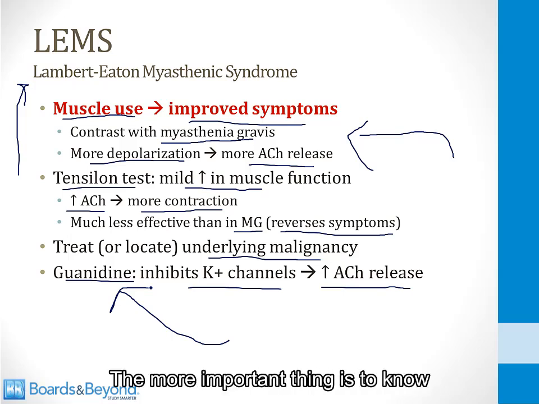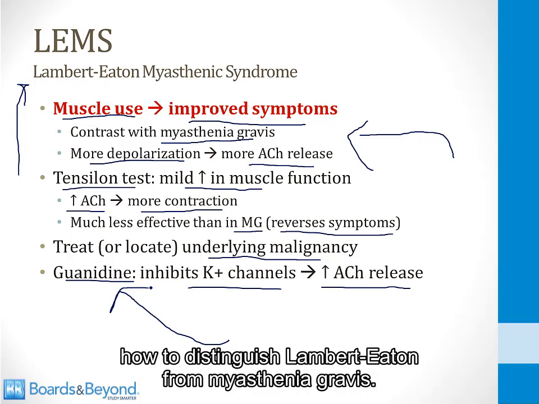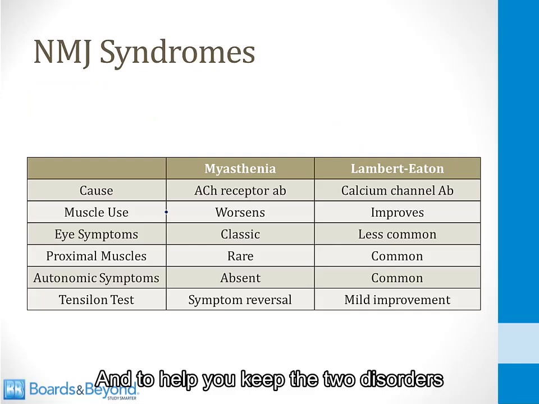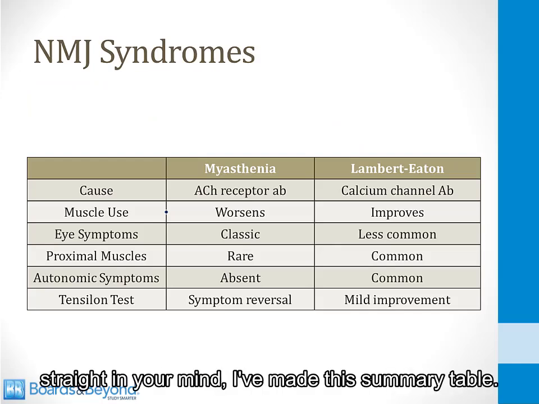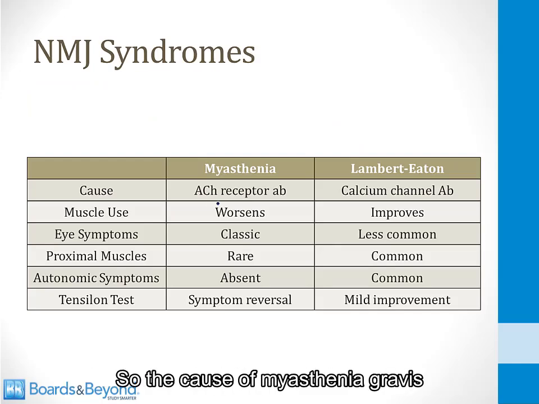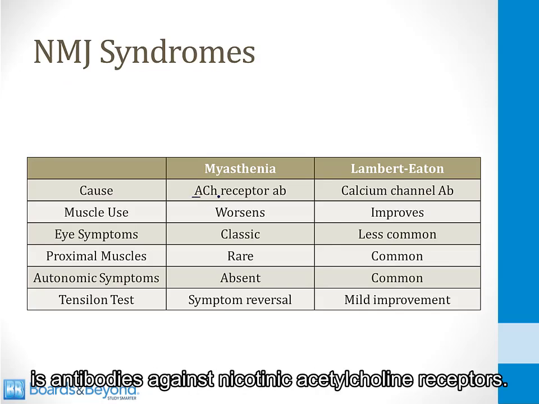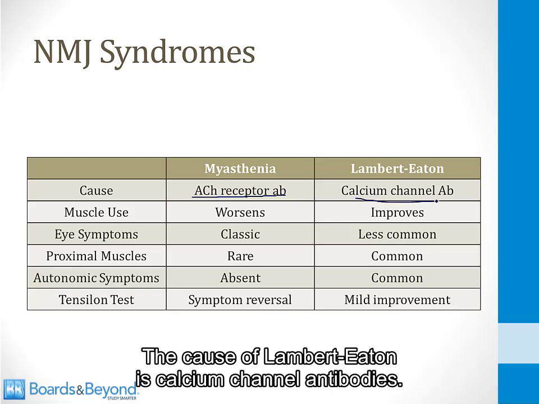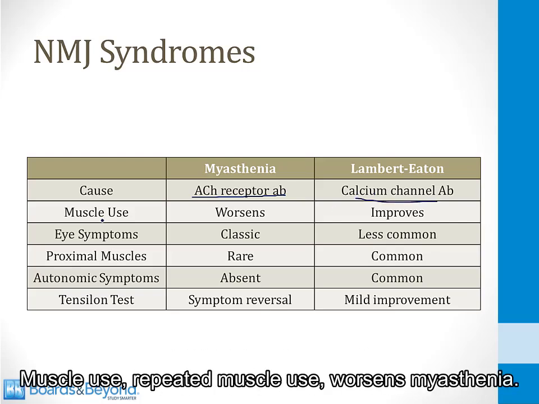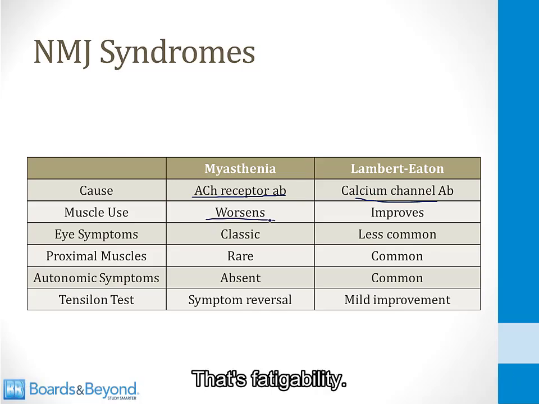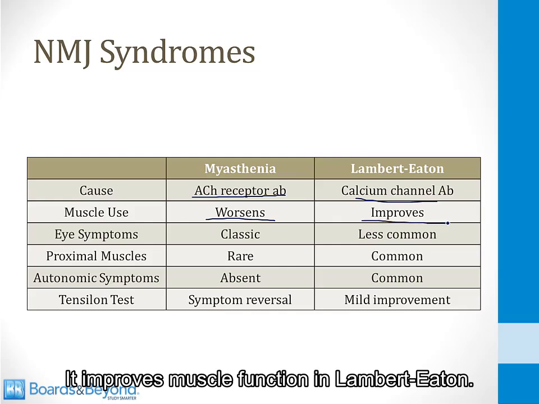The more important thing is to know how to distinguish Lambert-Eaton from myasthenia gravis. And to help you keep the two disorders straight in your mind, I've made this summary table. So the cause of myasthenia gravis is antibodies against nicotinic acetylcholine receptors. The cause of Lambert-Eaton is calcium channel antibodies. Repeated muscle use worsens myasthenia. That's fatigability. It improves muscle function in Lambert-Eaton.